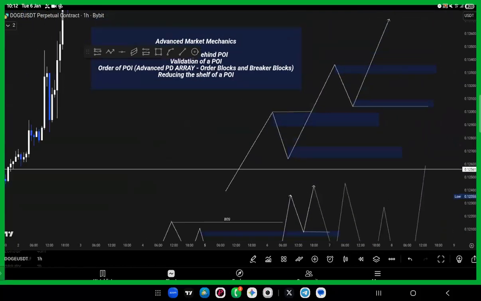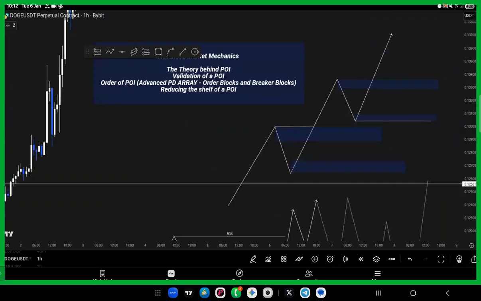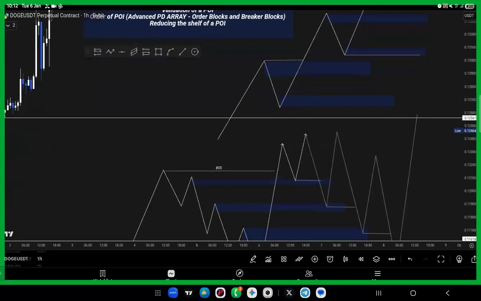So let's talk about the next thing. Now, our next thing is reducing the size of the points of interest. This is one of the most important things when it comes to advanced market mechanics. This is the most important, reducing the size of your points of interest, because this one will be the one to give you all this high risk to reward trade. This is the most risky one among them. Normally, all these ones that I've been doing so far will actually give you a high risk to reward.